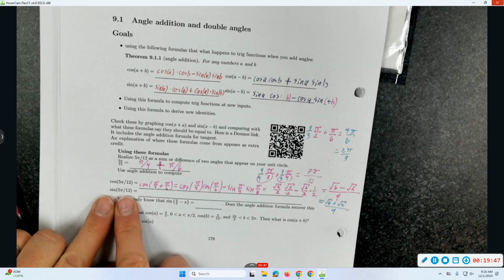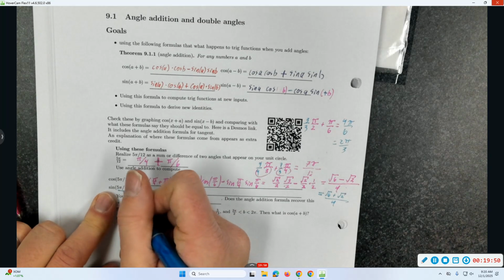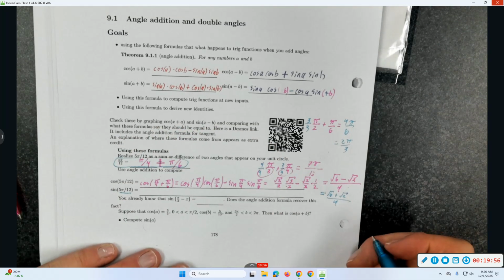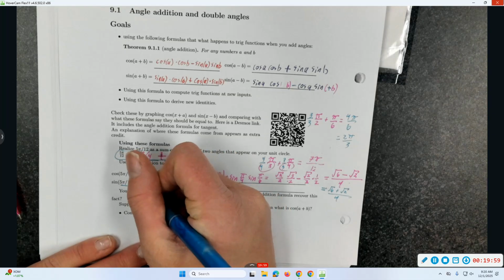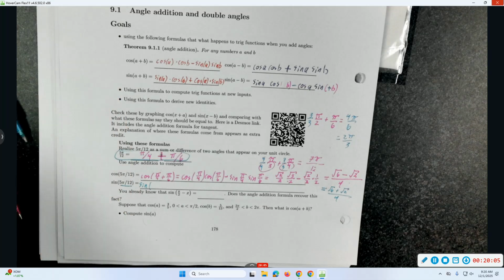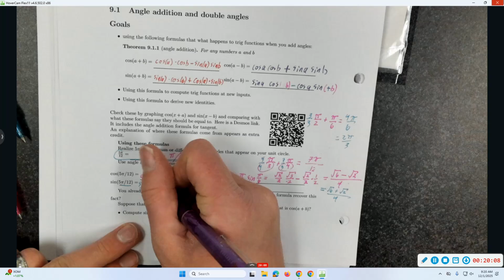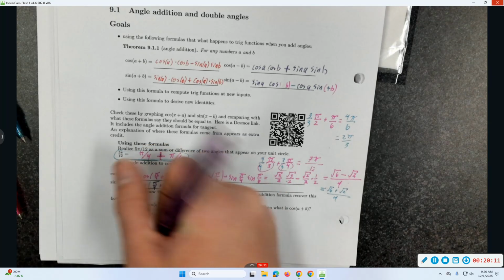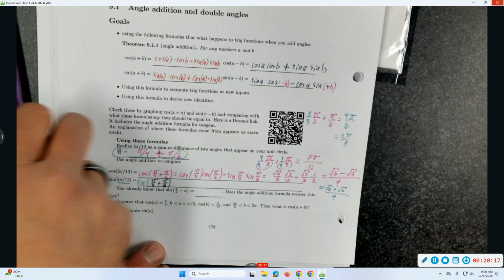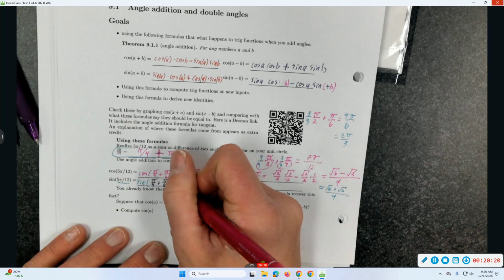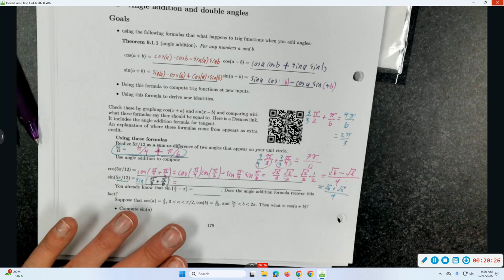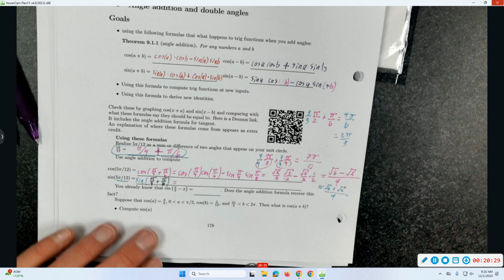So, I want to compute the sine of 5 pi over 12. The starting point of this whole thing was 5 pi over 12. I can write that as a sum of two angles that I do understand. So this is the same thing as the sine of, let's do more color coding, pi over 4 plus pi over 6. And now that we've done that, we have an angle addition formula. The angle addition formula for sine says I should do sine times cosine plus cosine times sine. So let's do that.